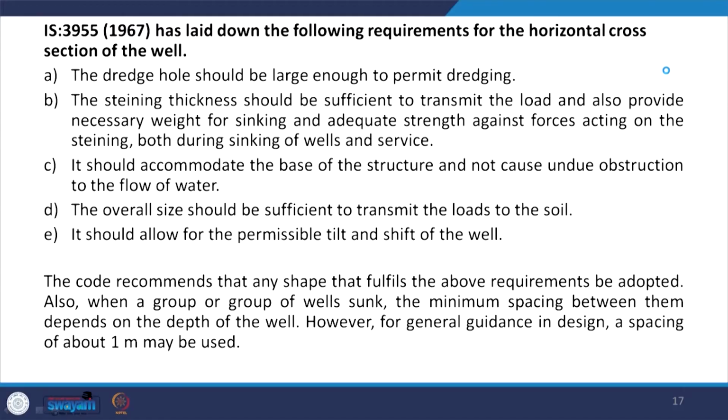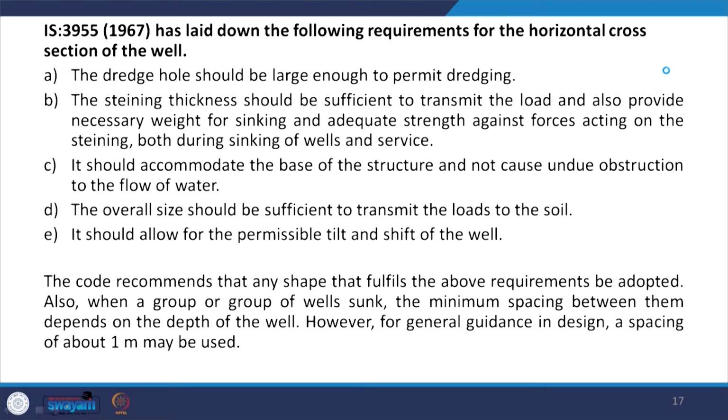The overall size should be sufficient to transmit the load to the soil. It should allow for the permissible tilt and shift of the well, whatever tilt and shift is permissible. Then further, the code recommends that any shape that fulfills the above requirements may be adopted.